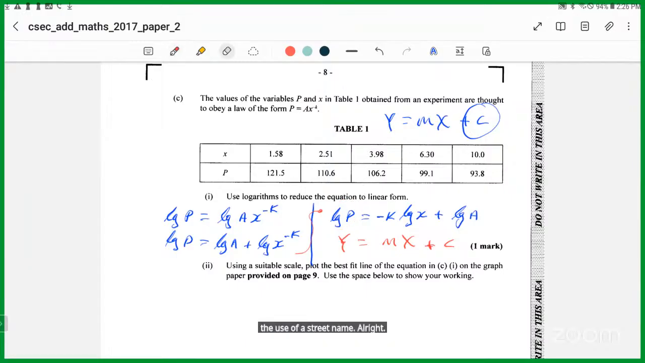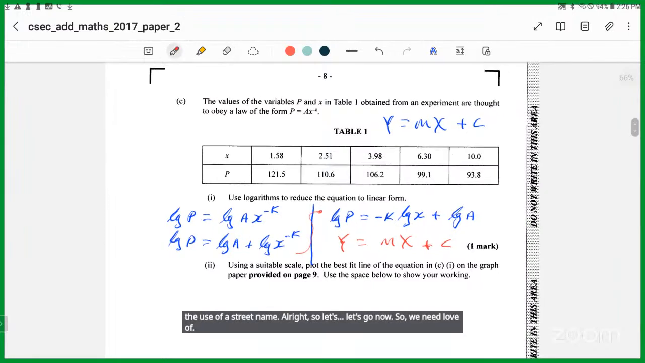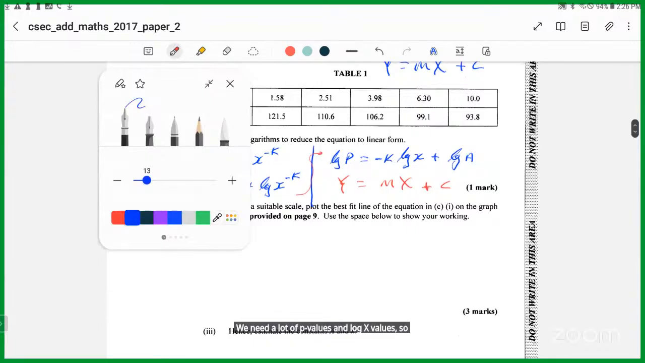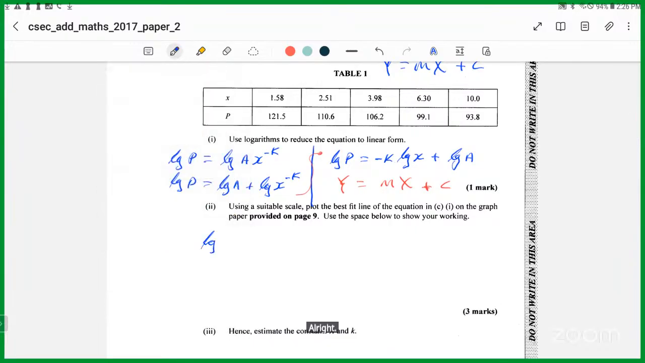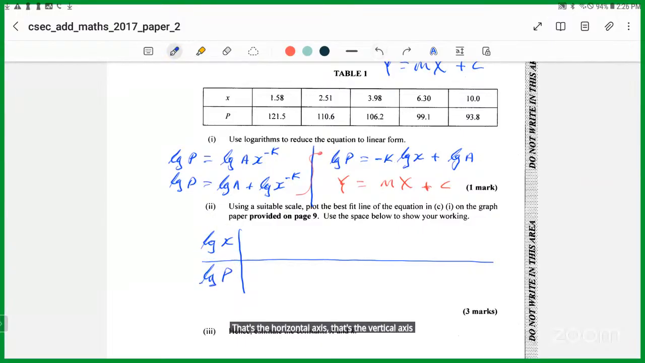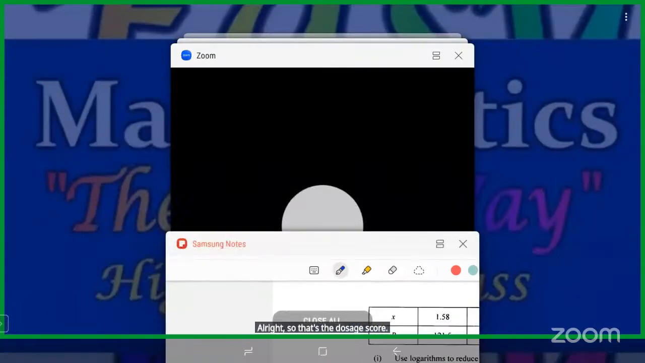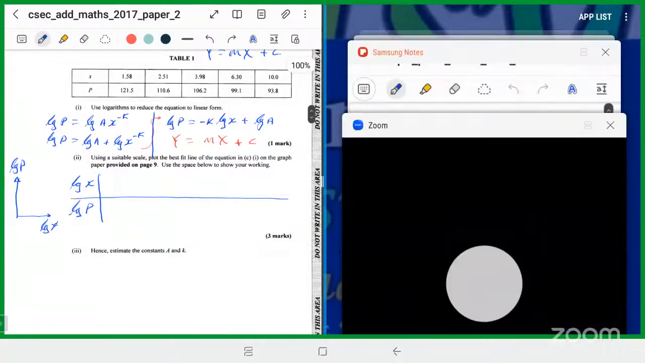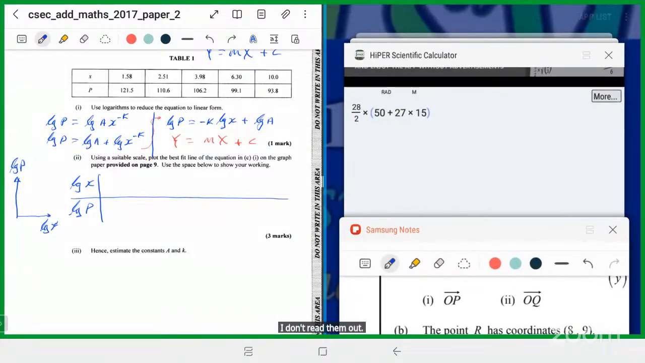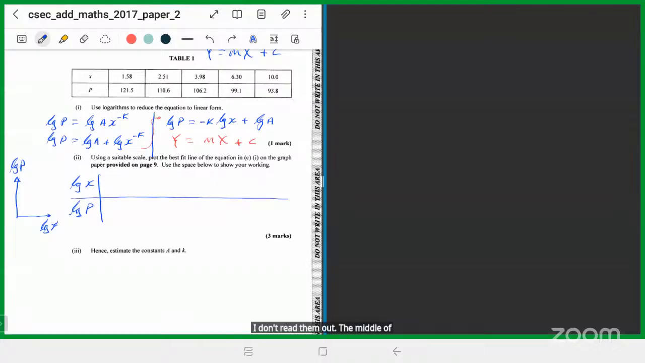All right, so let's go now. We need log of p values and log x values. So we're going to put the table down here and write log x, log p. That's your horizontal axis, that's the vertical axis. Let's make a note: we're going to be plotting log x against log p. So we need to work out the log of all these values down here. Let's bring up the calculator and work them out.